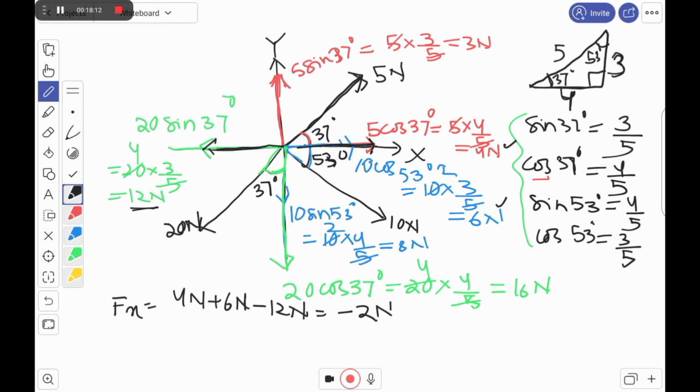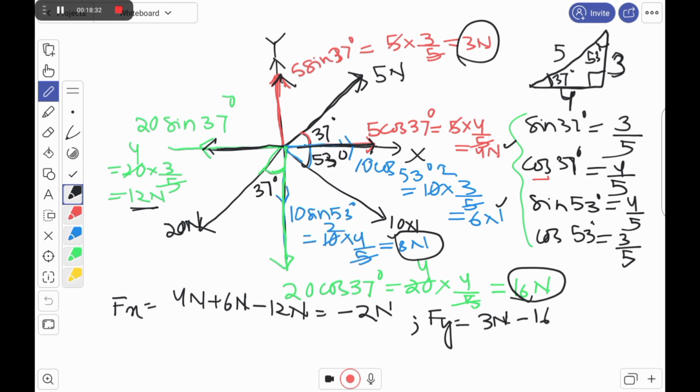Similarly, we can find out Fy. What is Fy? This is your positive. So positive means 3 Newton. As you can see, this is your 3 Newton. And this is in negative y direction. This is also in negative y direction. That means minus 16 Newton and minus 8 Newton. Clear, children? So how much did you get? Minus 21 Newton. So these are the two components of this net force.